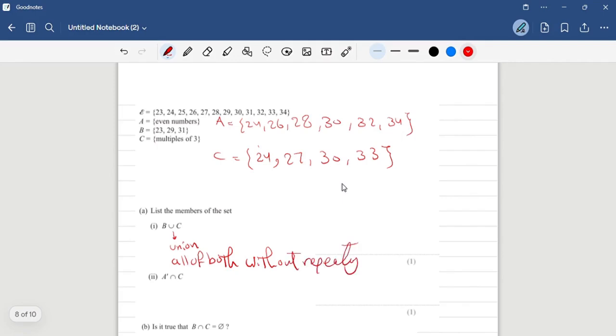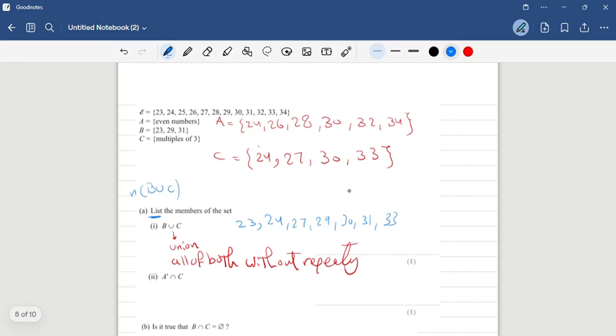This is the meaning of union. So in these situations, I have to unite A and B. 23 doesn't exist here, so I will have to write it down. Okay, he said list, doesn't say n of. If he said n of B C, I have to count the elements. But if he said list, I have to write down the elements. So it will be 23, 24, 27, 29, 30, 31, 33. This means all the elements of A and B.